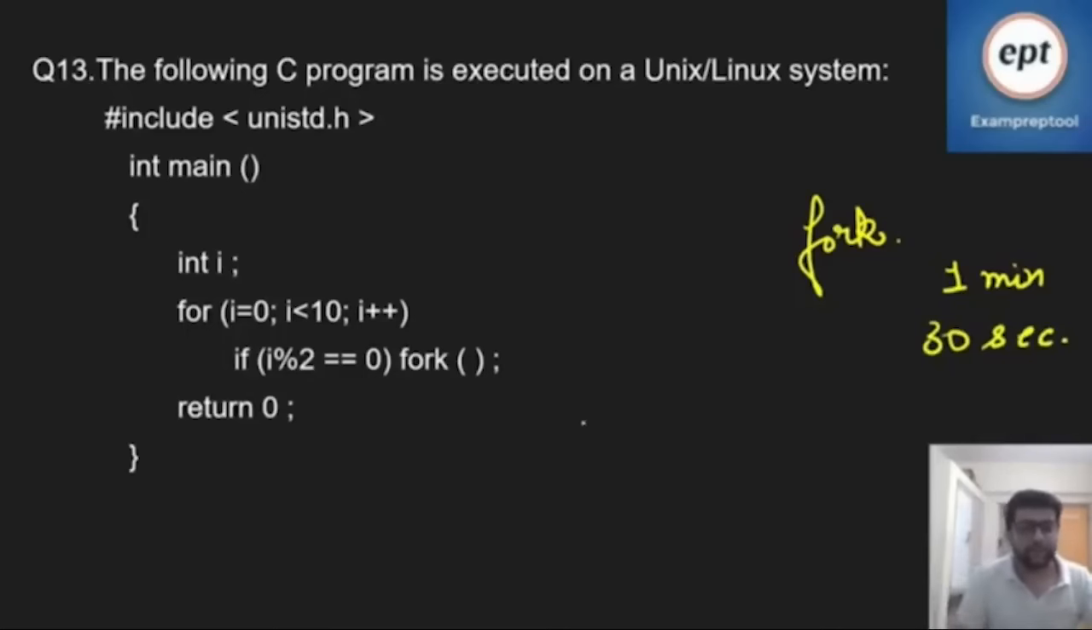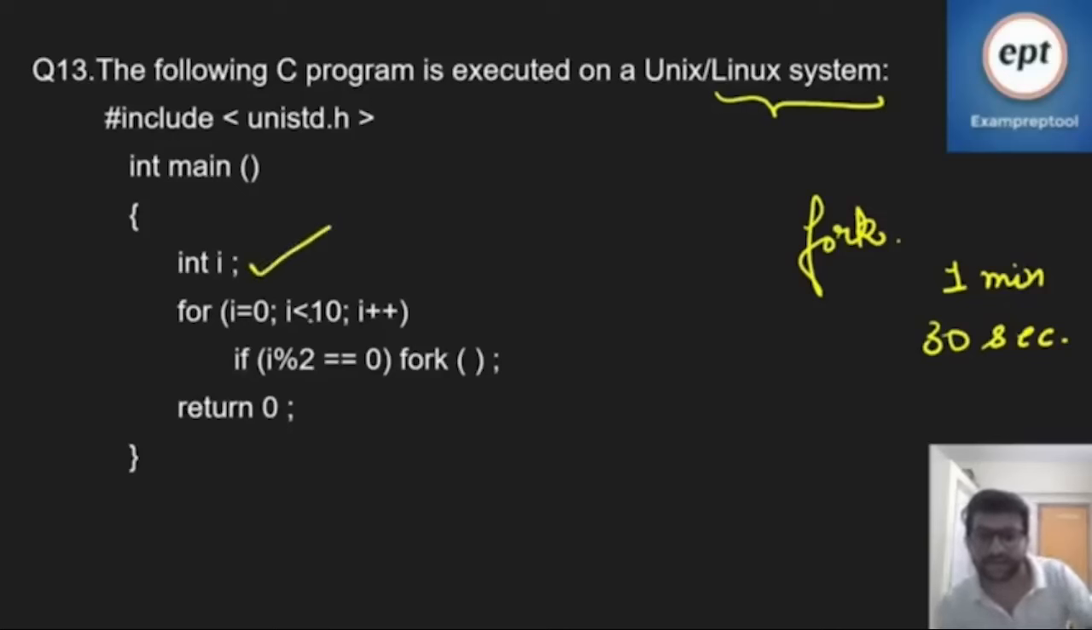Okay. So we have been given a C program which is executed on a Linux system. Right? And the program is like this. Here a variable i is declared. Then we have a for loop which runs from i equal to 0 to i less than or equal to 10. And so the values of i are from 0 to less than 10.